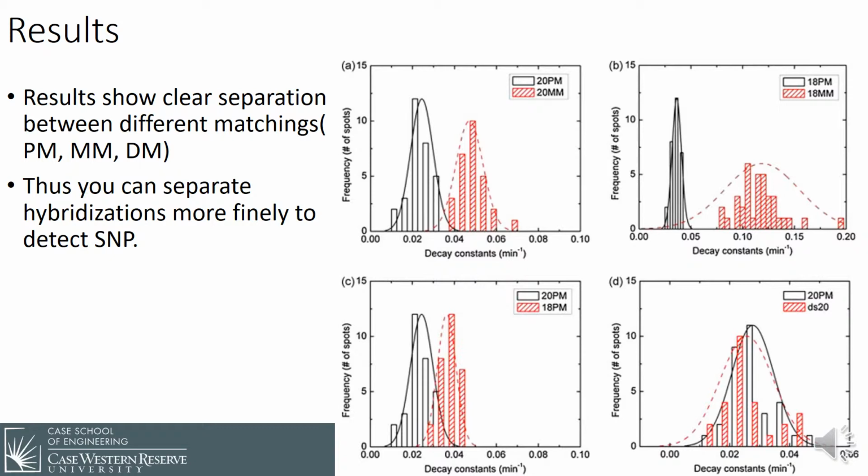Using these decay functions, you can then separate between perfect matches, partial matches, failed matches, and double mismatches. And thus you can separate the hybridizations far more finely than you could previously, and thus detect the single nucleotide pair mismatches.